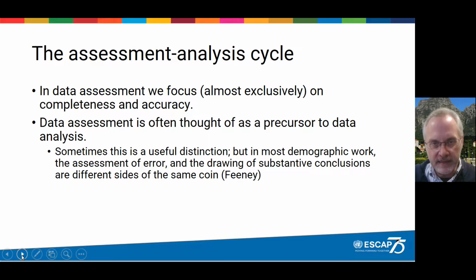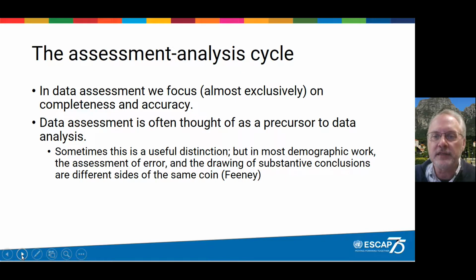Now, when we're talking about the analysis of demographic data, when we are going through that process, we focus almost exclusively on the completeness and accuracy. In other words, the content errors in the data. In many textbooks, in many training environments, data assessment is often thought of and presented as a precursor to data analysis, something you do before you analyze your data.